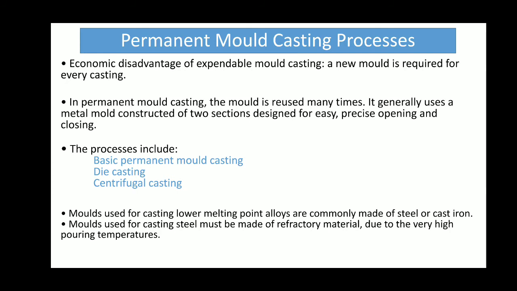The processes include basic permanent mold casting. We also have die casting. Similarly, centrifugal casting is also an important type of permanent mold casting. One thing you should remember: the mold used for casting lower melting point alloys is generally made of steel or cast iron, and the mold used for casting steel is generally made of refractory material due to the very high pouring temperatures involved. Sometimes in competitive exams this is asked.